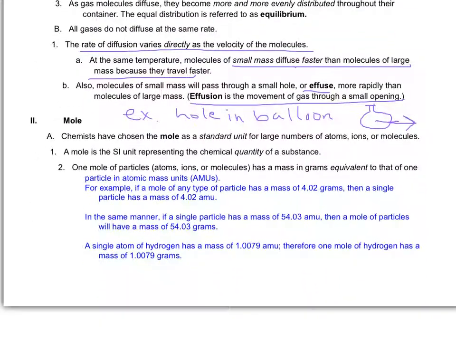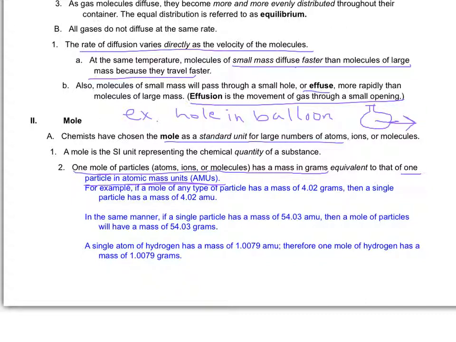We've talked a little bit about moles before. A mole is just a unit. It's a standard unit for a large number of things, and 1 mole of something is always equal to the atomic mass of that thing. So 1 mole of particles, whether they're ions, atoms, or molecules, has a mass in grams that's equal to 1 atomic mass unit. So for example, if a mole of any type of particle has a mass of 4.02 grams, then a single particle has a mass of 4.02 atomic mass units.